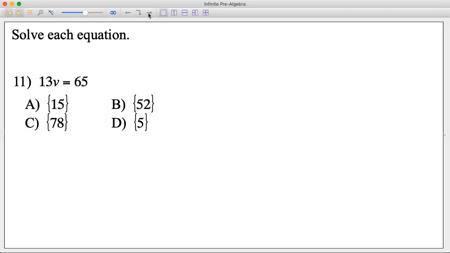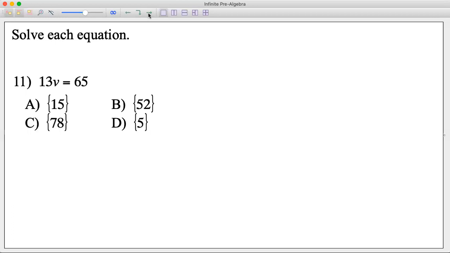Number 11. I have 13V is equal to 65. What's attached to V? How is 13 attached to V? How do we get rid of multiplication? So we're going to divide both sides by 13. Remember, that's a fraction bar for division, not the division symbol. 13 divided by 13 cancels.